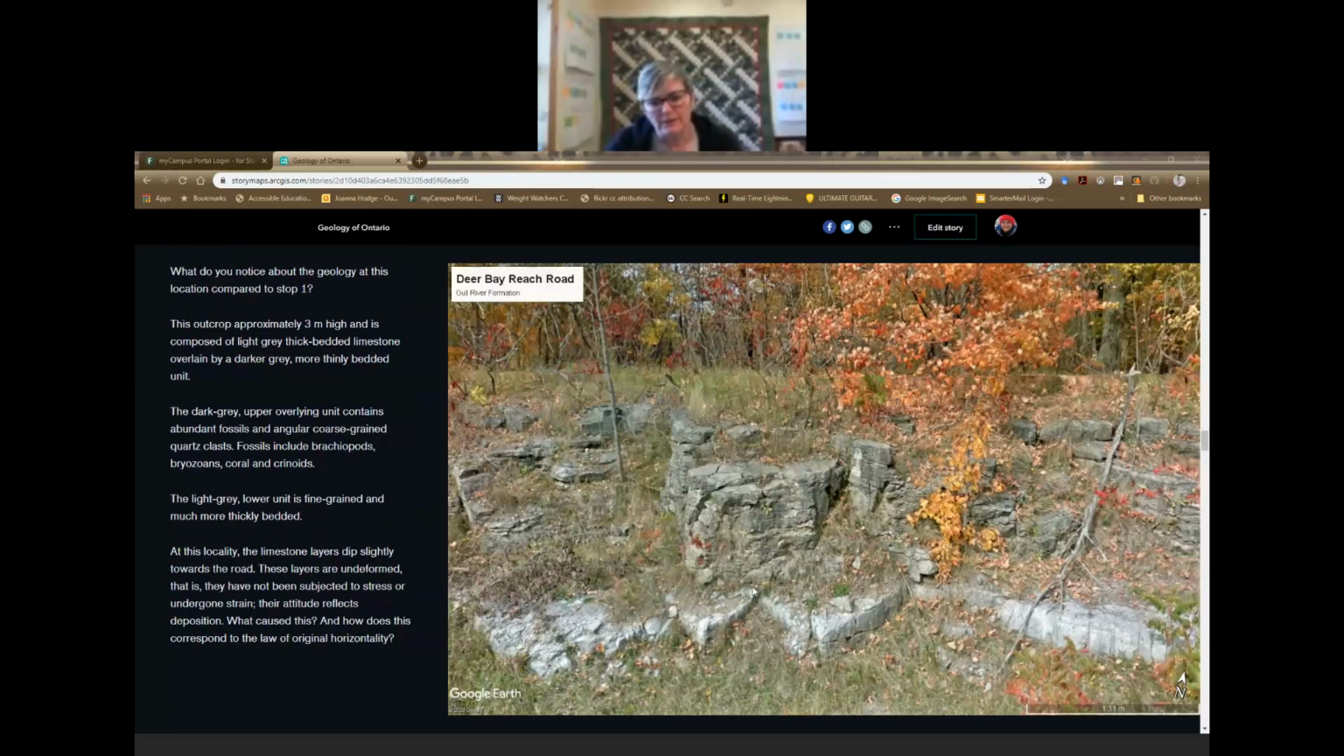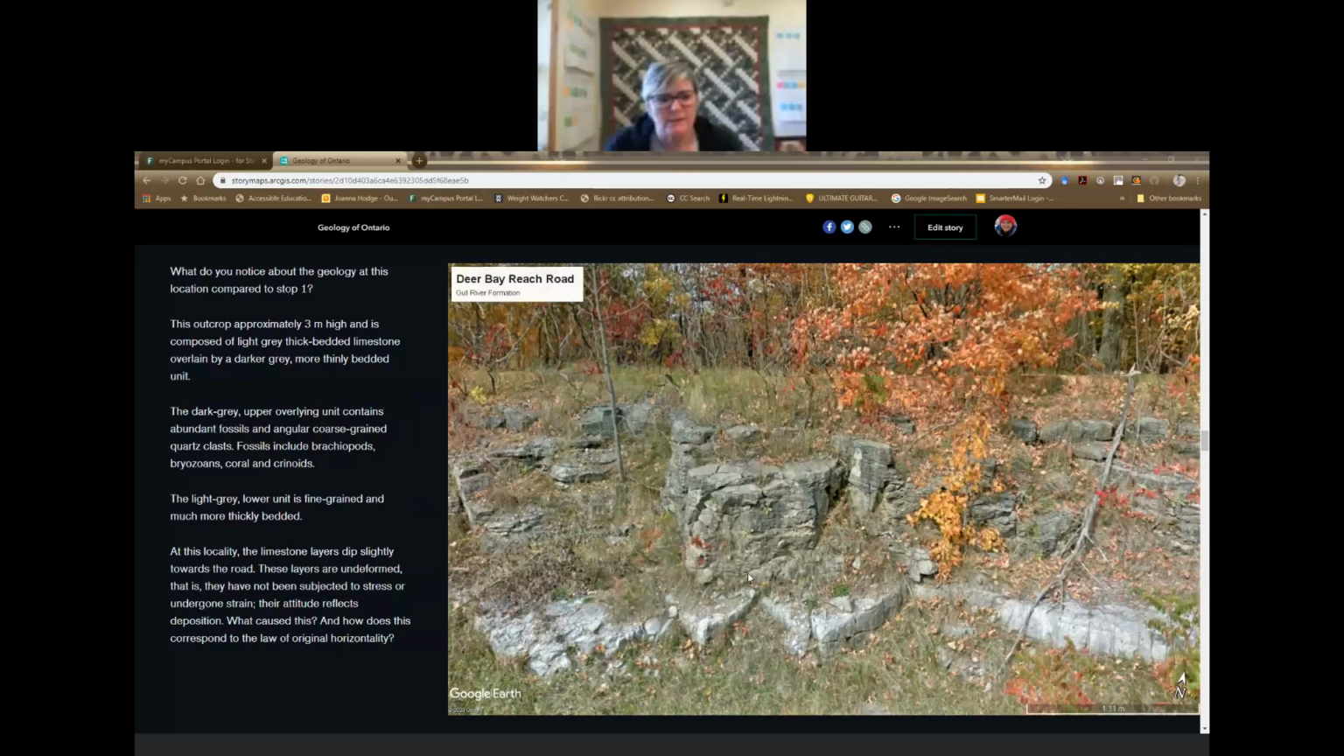So this darker gray unit that sits on the top here is pretty interesting. There are a number of fossils in it. It's got some bryozoans, some brachiopods, some crinoids in it. There's also some coral. So there are some rugosid corals in there, which are pretty cool. But it also contains some angular, quartz-grained quartz clasts. So it also has a clastic sedimentary component to it, but it does not contain the shale.